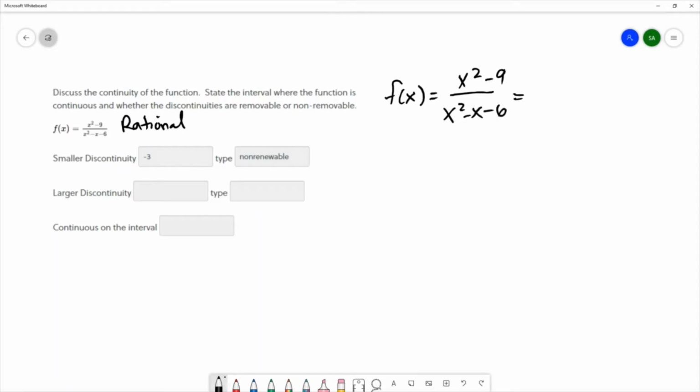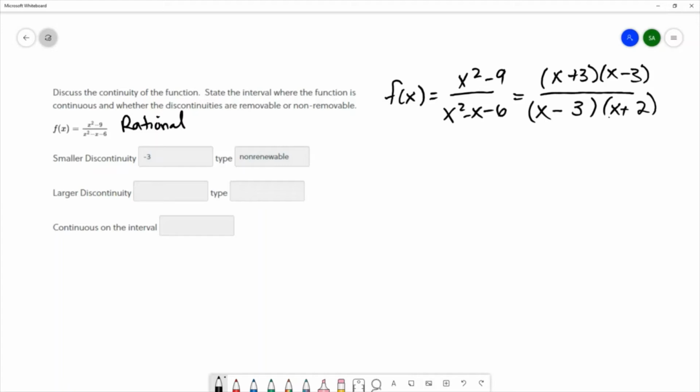So if I factor the denominator, and I'll go ahead and factor the numerator at the same time, we have x plus 3 times x minus 3 for the numerator because that's a difference of squares. And for the denominator, we have x and x. 3 times 2 is 6, a negative 3, and a positive 2.